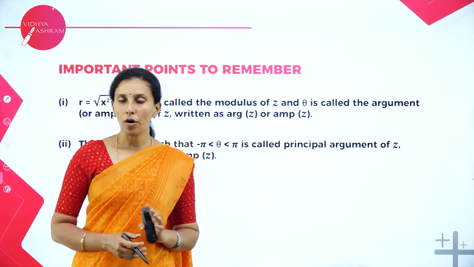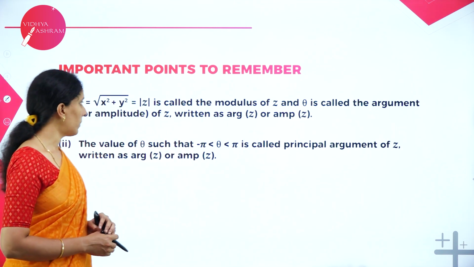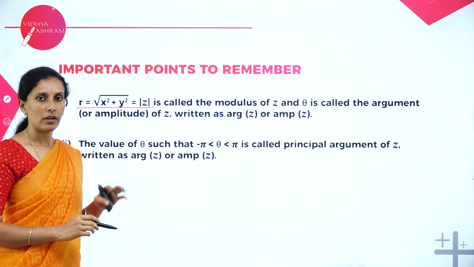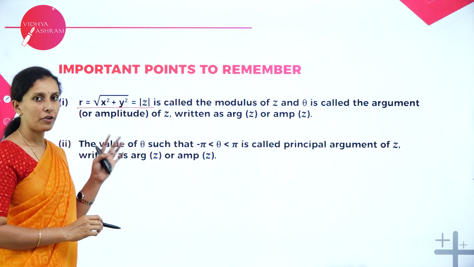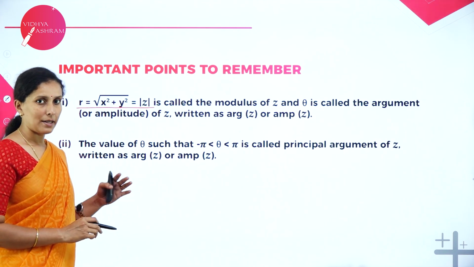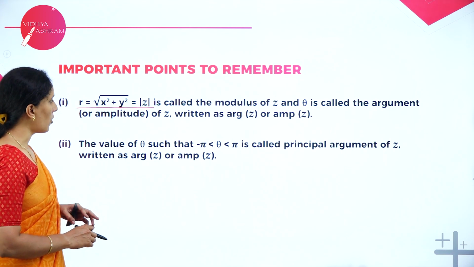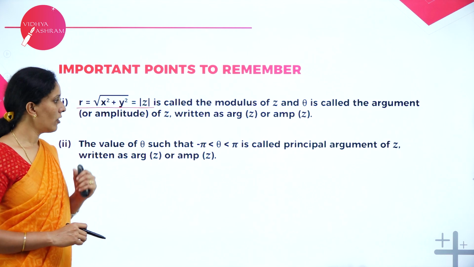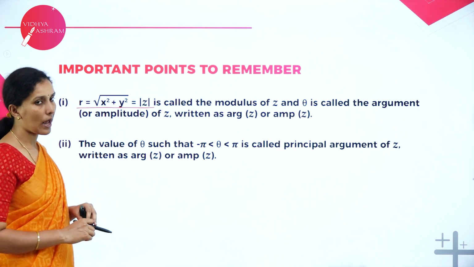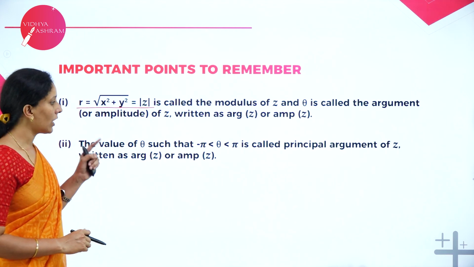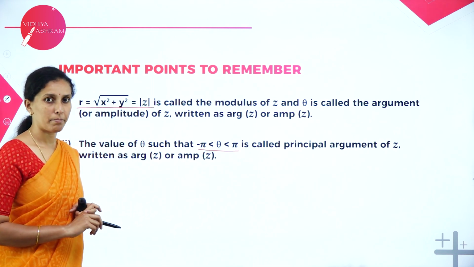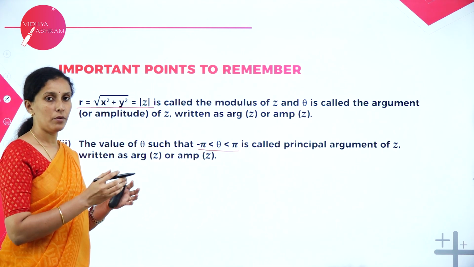Now, in the polar form of a complex number, as I said, r is nothing but mod z. It is the same as in your complex number form, that is the modulus, and theta is called the argument of z, or sometimes also called the amplitude of z. Remember, the condition on theta here is that it always lies between minus pi and plus pi, that is minus 180 to 180 degrees.